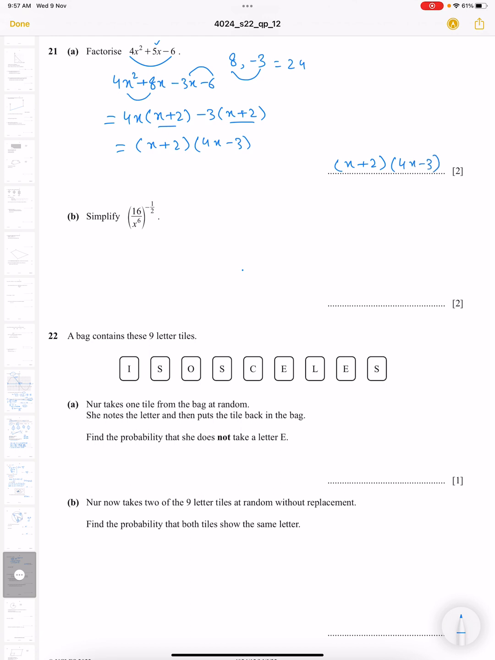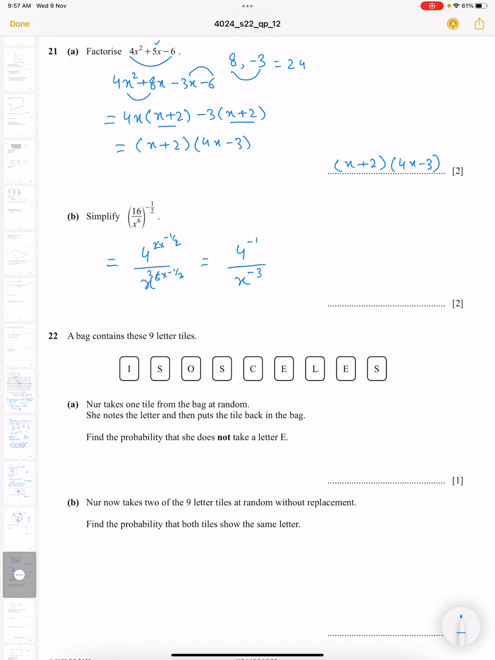Next question. Simplify (16 over x raised to the power 6) whole power minus 1 by 2. So 16 can be written as 4 squared, and x to the power 6. As this negative 1 by 2 is the power of the whole, it will multiply with both of these powers. So 2 times negative 1 by 2, and 6 times negative 1 by 2. So we have 2 and 2 cancelled, and here 2 3s are 6. So we have 4 raised to the power minus 1 over x raised to power 3 times minus 1, that makes it minus 3.